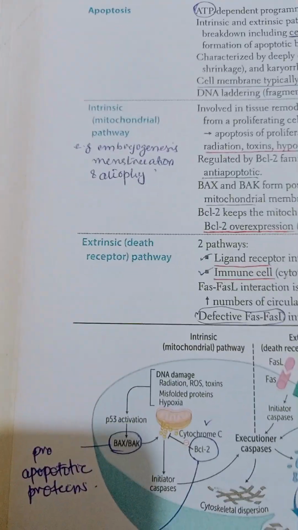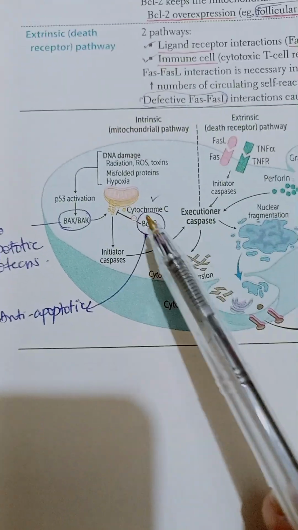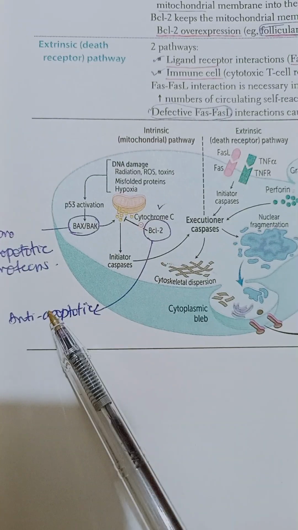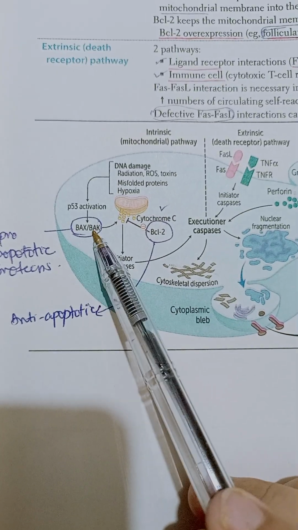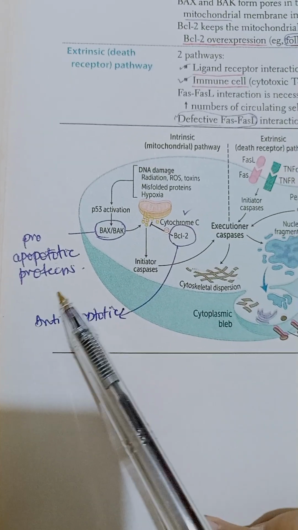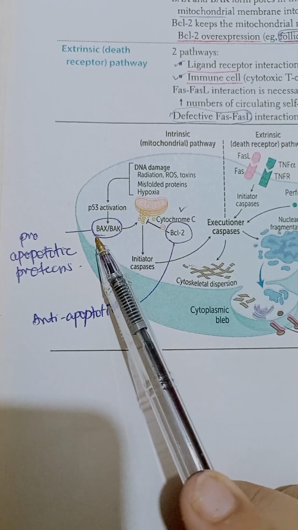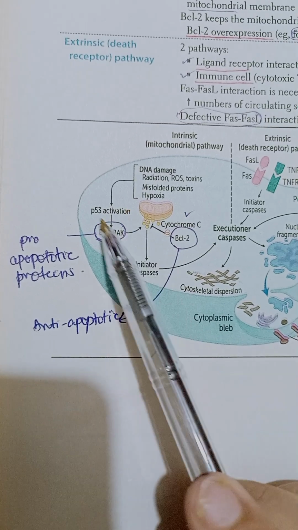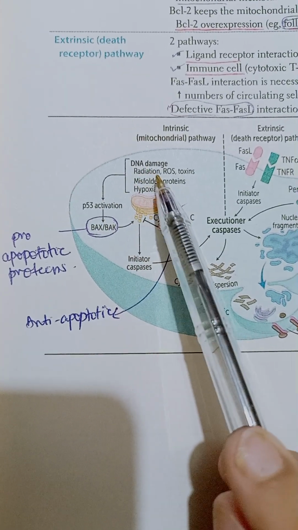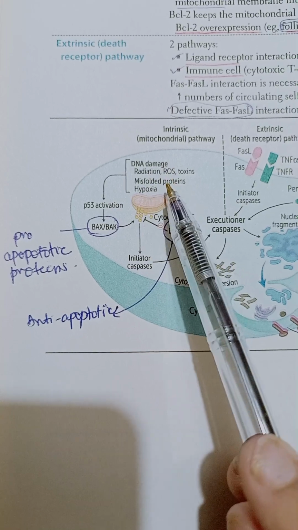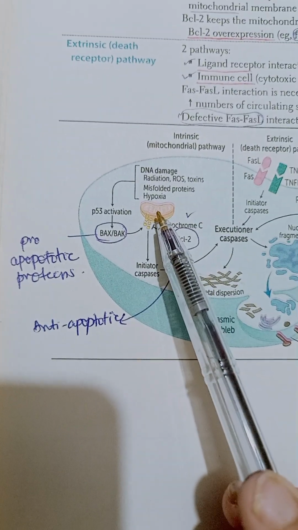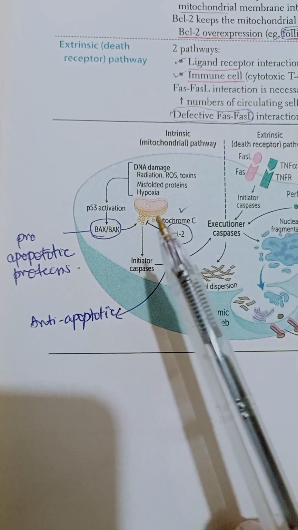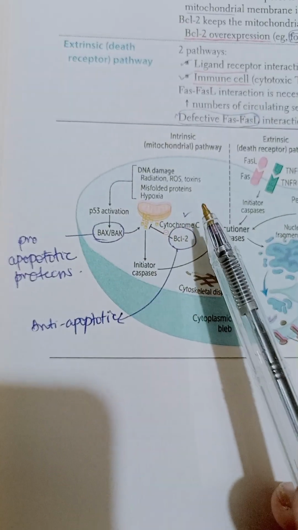All right, what is the intrinsic pathway? How does it activate? Something from inside activates this pathway. BCL2 is the anti-apoptotic protein, and BAX proteins are pro-apoptotic proteins. These activate the intrinsic pathway whenever something causes DNA damage, like radiation, toxins, misfolded proteins, or hypoxia, or normally, if there is no stimuli, like in embryogenesis, it will undergo degeneration or programmed cell death.